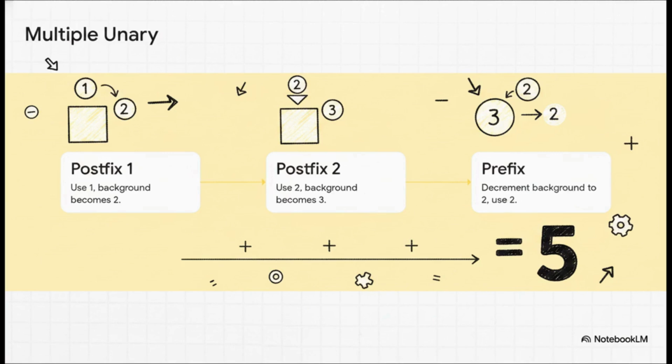For the first a++, we use first, dropping a 1 into the equation, and the background memory quietly becomes 2. Moving right to the next a++, we use first again, dropping our current memory value of 2 into the equation, and the background memory updates to 3. Now we hit the prefix --a. We operate first, decrementing our background memory from 3 down to 2, and then use it in the equation. So our totally complex string has just boiled down to 1 plus 2 plus 2. Evaluating that is simple addition, yielding a final answer of 5.